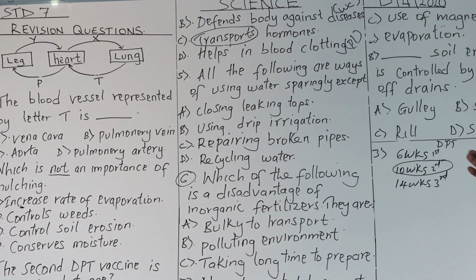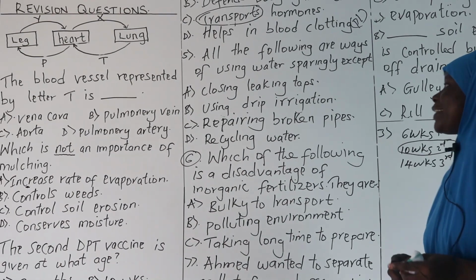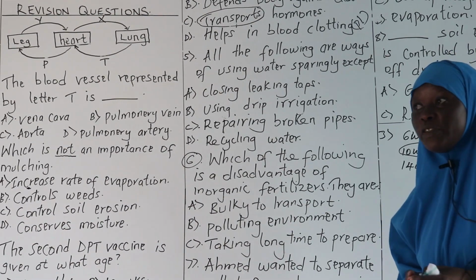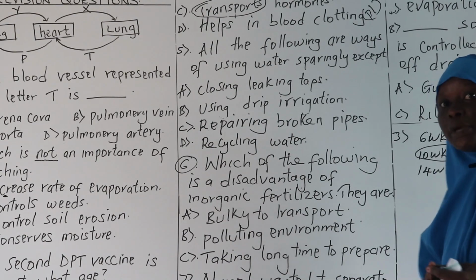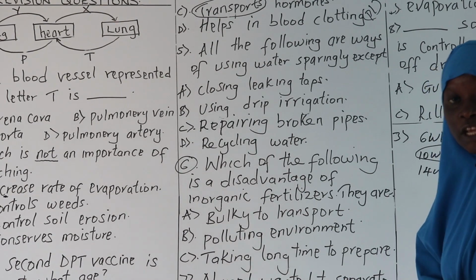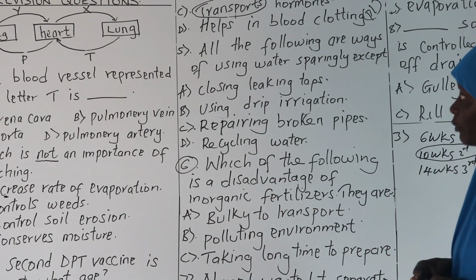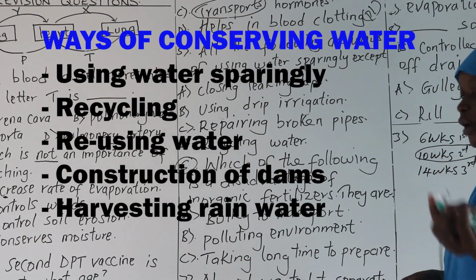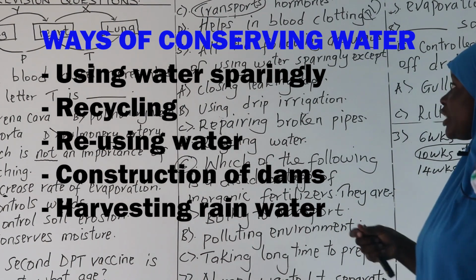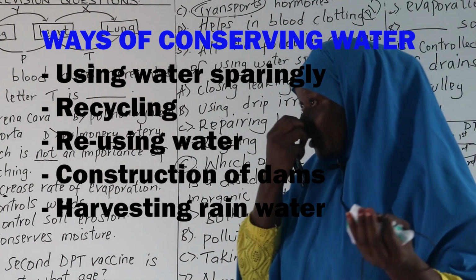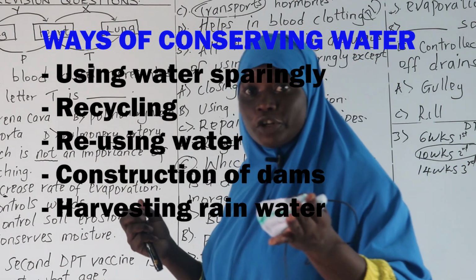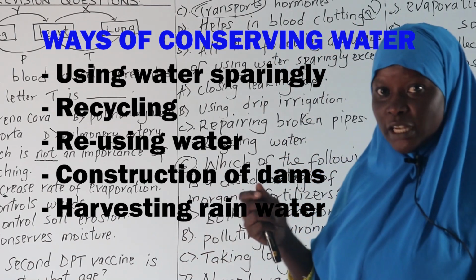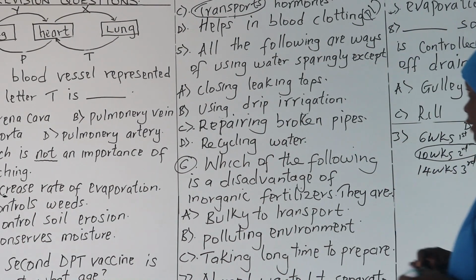Number 5, all the following are ways of using water sparingly, except. Now this is under environment, water conservation, ways of conserving water. Do you know some of the ways of conserving water? Yes, refer to your textbook. Number 1, using water sparingly. Number 2, recycling. Number 3, reusing water, construction of dams, and harvesting rainwater. 5 ways of conserving water.